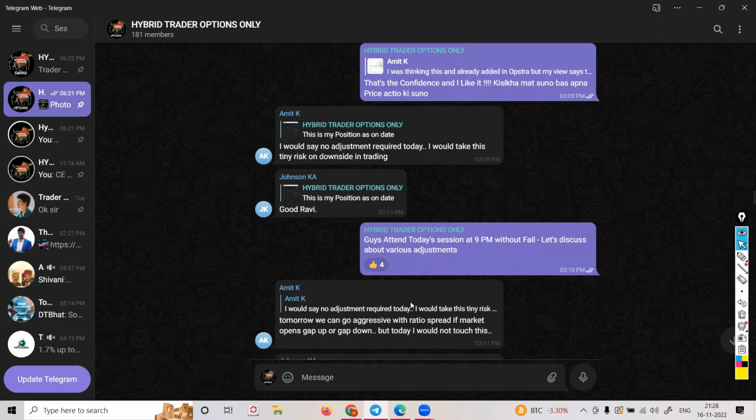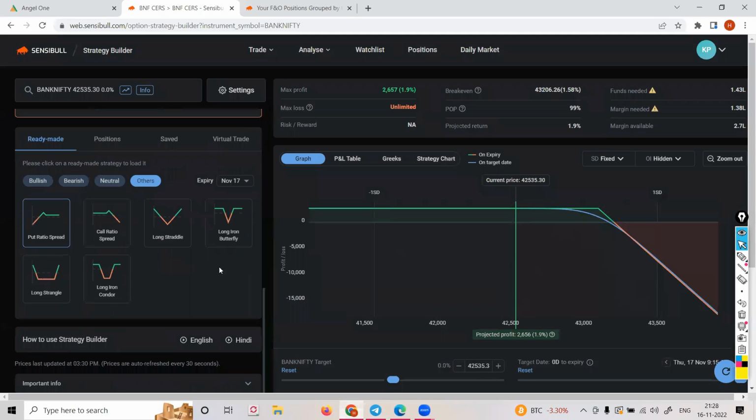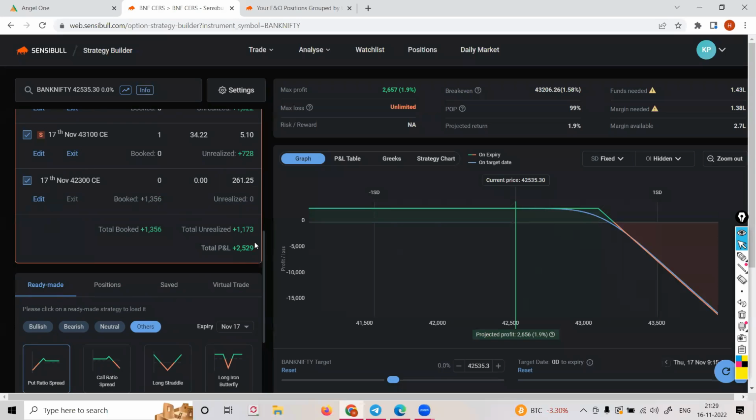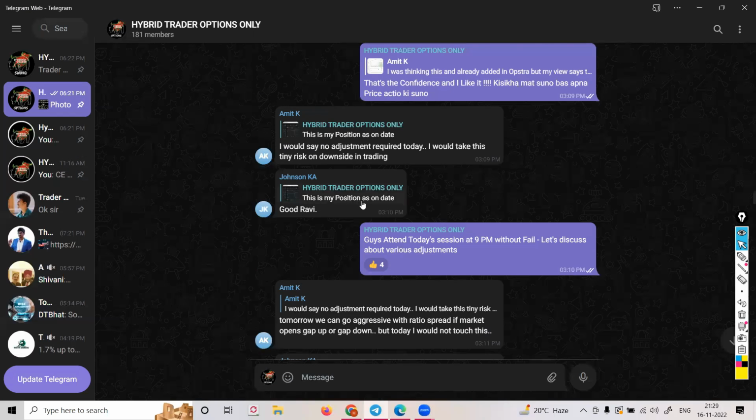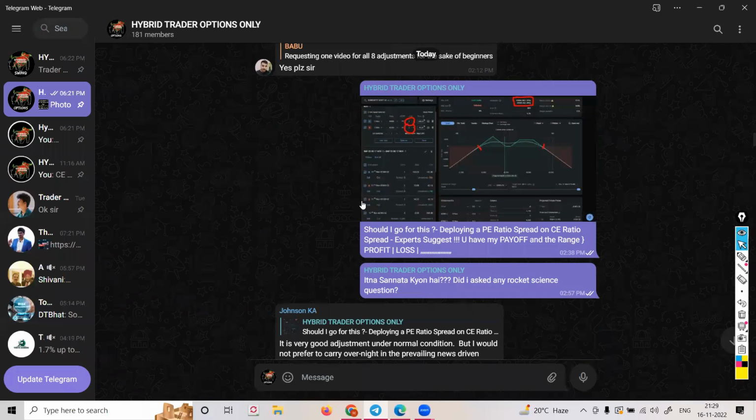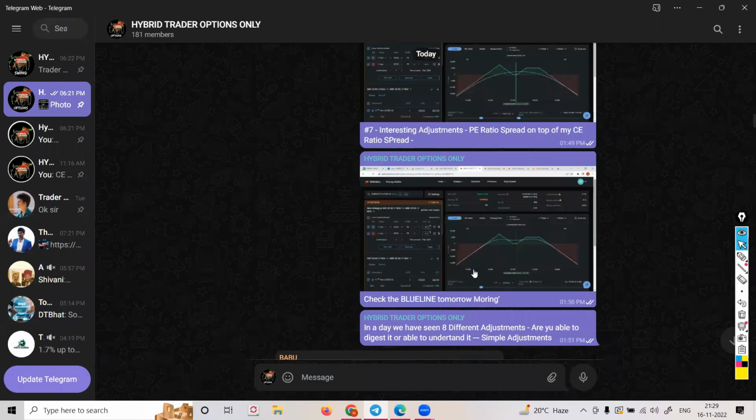I could have exited this trade. What more do I need? I already got 1.5% on a capital on a single lot. I could have exited, but what do you know? I'm in an experimental phase. If I would have exited this trade, I'll not get that learning experience. That's the reason I've told you like 7 to 8 adjustments. See, let me show you. Okay, so this is one of the adjustments. See, this I've shared here.